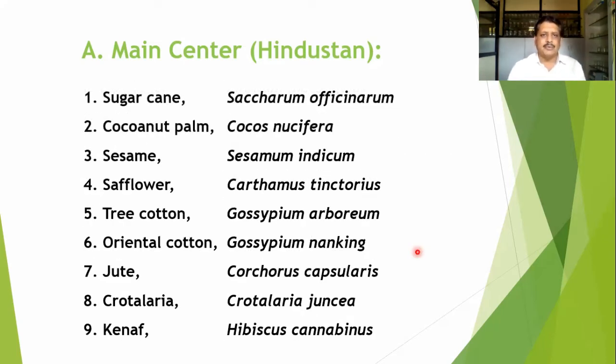Then sugarcane, Saccharum officinarum, coconut, Cocos nucifera, sesame, Sesamum indicum, safflower, Carthamus tinctorius, cotton, Gossypium arboreum, Gossypium nanking. Then jute, it is the Corchorus capsularis. Then Crotalaria juncea, and the kenaf is the Hibiscus cannabinus. Though they are not, we can say, identified plants for a particular region, these are the dominant species. Those are naturally found in those regions and we are utilizing them today.